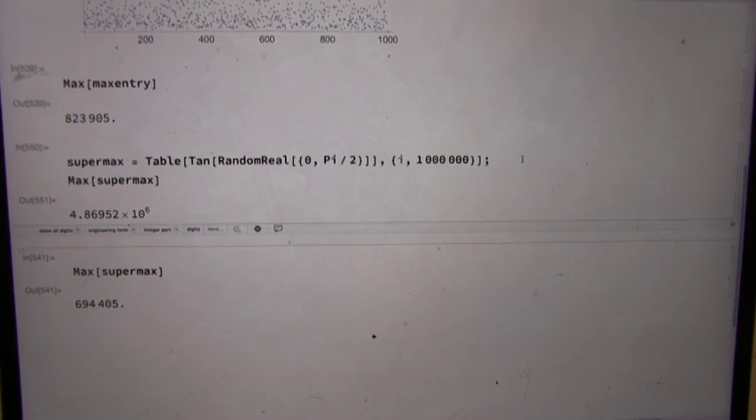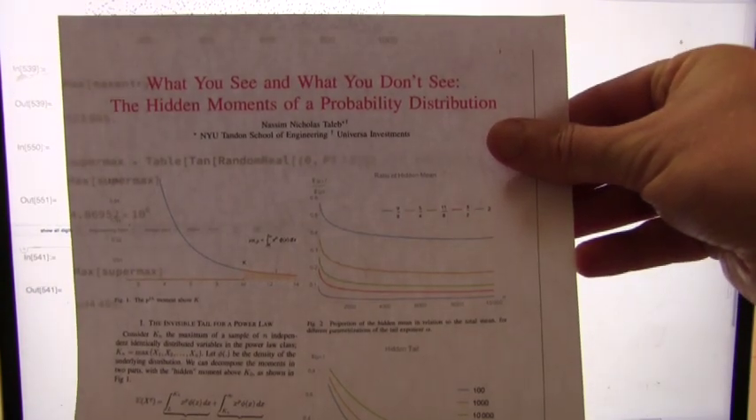Oftentimes when you're looking at problems, the most important thing is what? Just what you can say about the problem and predicting. What you can see? But what you can't see. What you can't see is sometimes the most important piece of the problem. What you see and what you don't see.